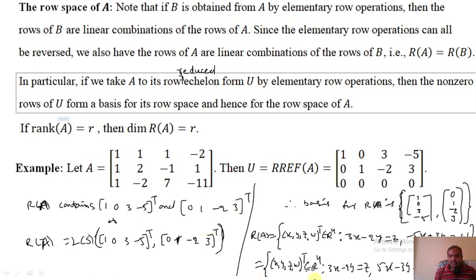Okay, this is the row space. You can write the row space this way, or as the linear span of this one. Both are the same notation, linear span. From this one we get the spanning set. The spanning set vectors are the basis.